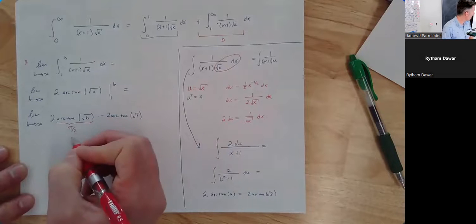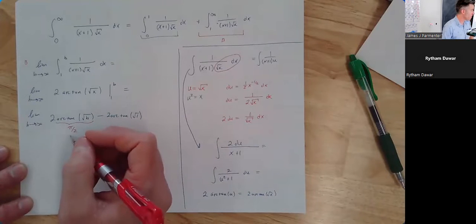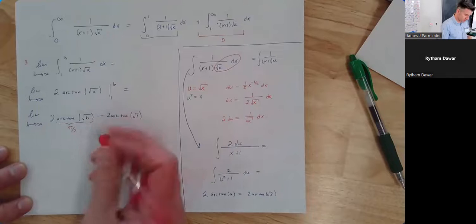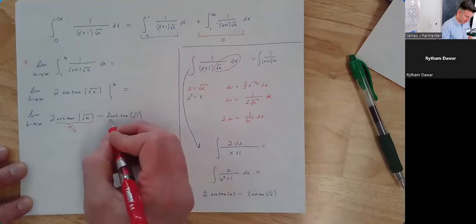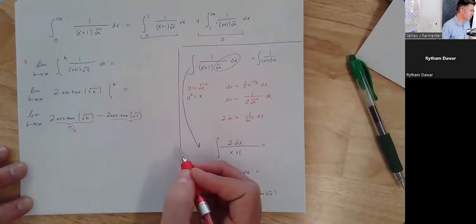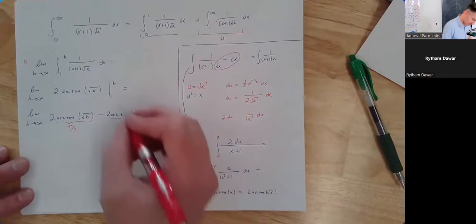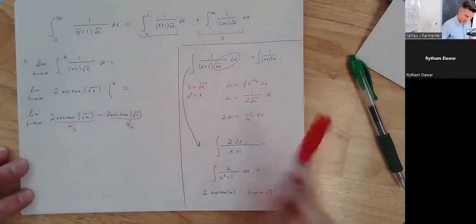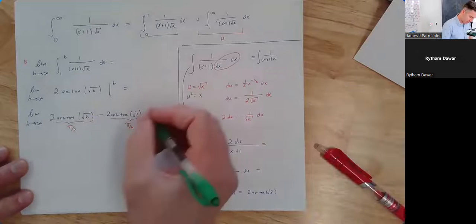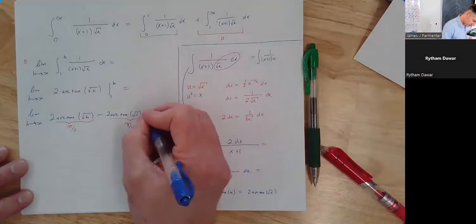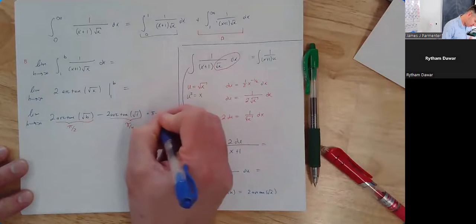That limit comes up kind of often, especially in these improper integrals. So you're going to get 2 times pi over 2, and then what's the arctangent of 1? Ooh, right. Yeah. So we end up with pi minus pi over 2, which is pi over 2.